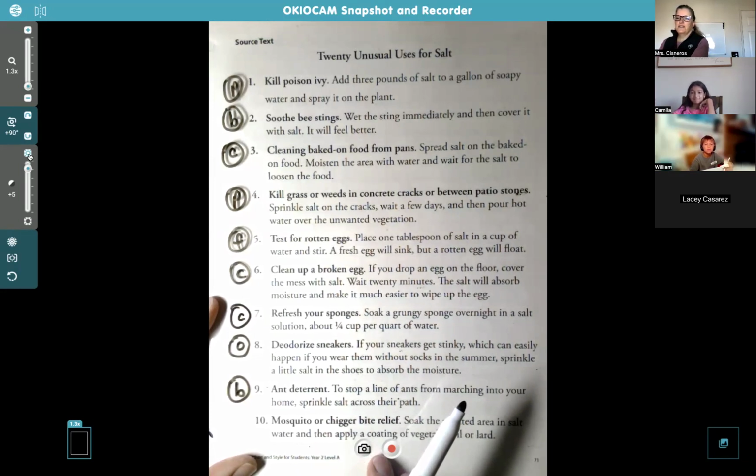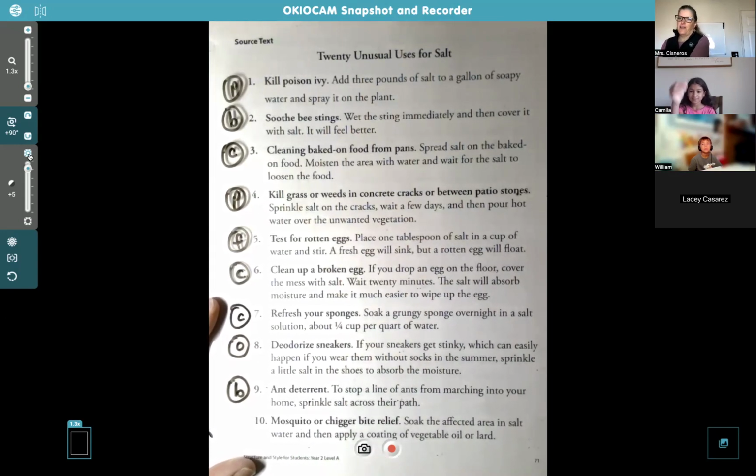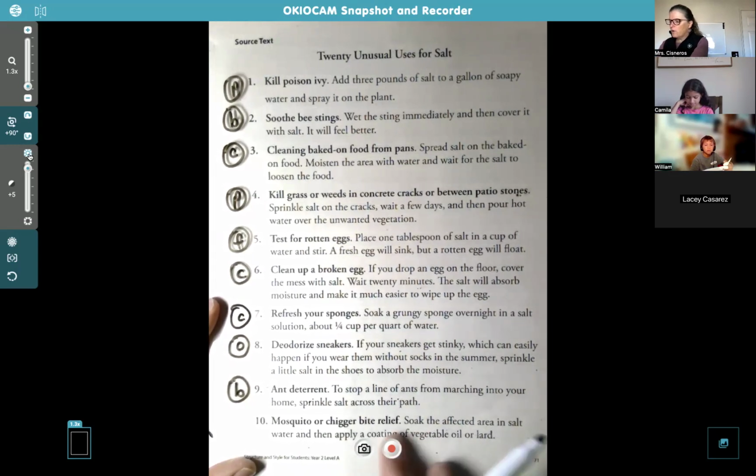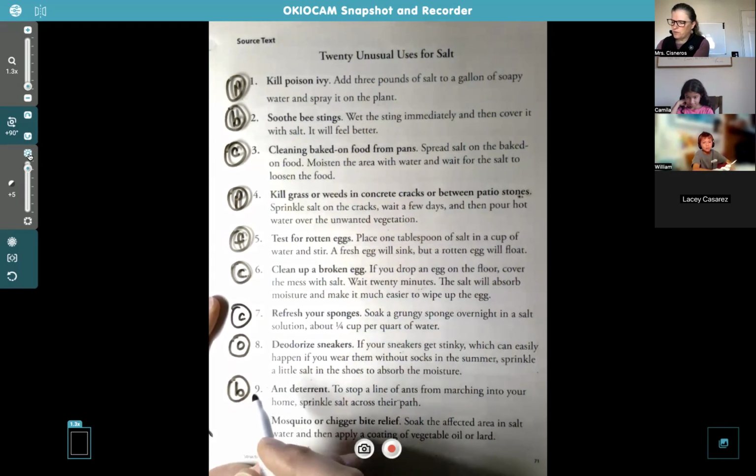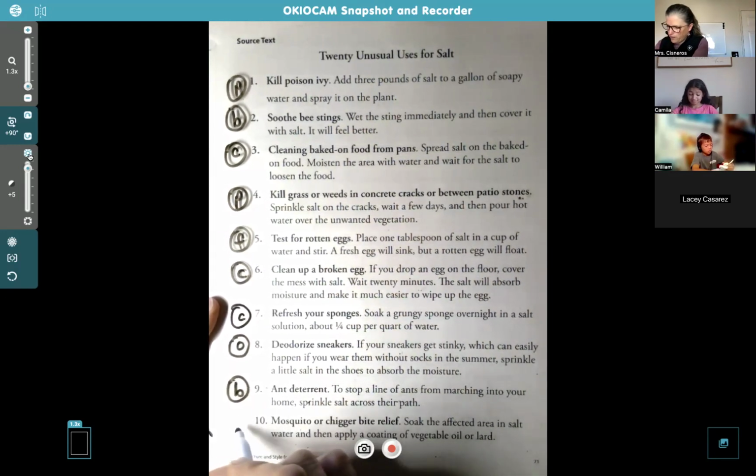Yeah, probably. If you hang out outside in the summer in Bakersfield or in California, you'll probably get bit by one. You don't feel it until after they're done biting you. You don't feel the bite, but you just have this bump and it's super itchy for like a couple days. So you can soak the affected area in salt water and then apply a coating of vegetable oil or lard. Weird, huh? That's supposed to help you. So I'm going to put B for bug on this one.